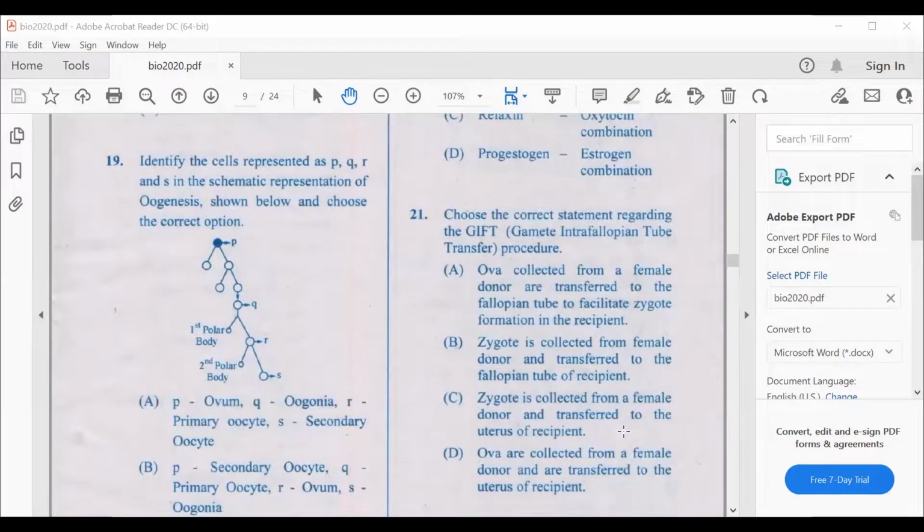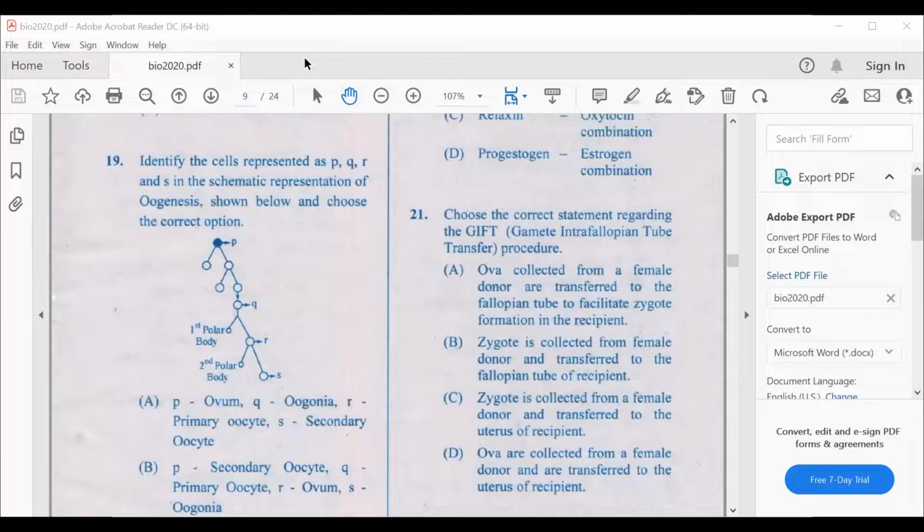21st question. Choose the correct statement regarding GIFT, that is the gamete intrafallopian transfer procedure. Option A, ova collected from a female donor are transferred to the fallopian tube to facilitate zygote formation in the recipient. Option B, zygote is collected from a female donor and transferred to the fallopian tube of the recipient. Option C, zygote is collected from a female donor and transferred to the uterus of the recipient. Option D, ova are collected from a female donor and transferred to the uterus of the recipient. Out of 4 options, which is related to GIFT?